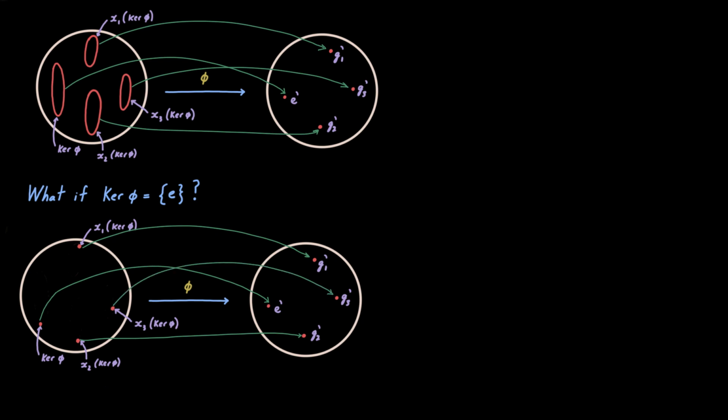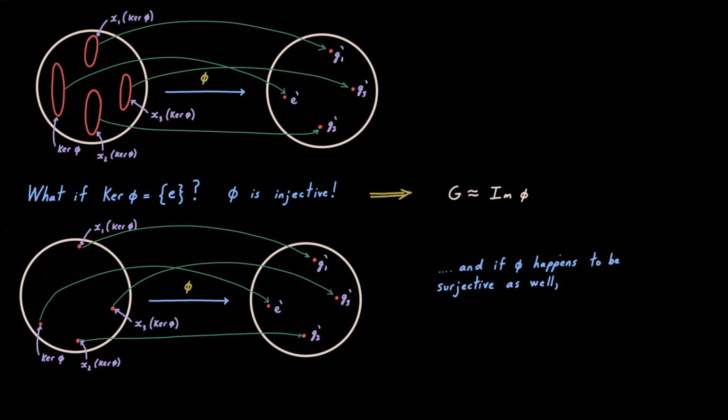And what we have here is an injective homomorphism, which immediately implies that G is isomorphic to the image of phi. They have the exact same internal structures, and if phi happens to be surjective as well, then phi is bijective, and we have G is isomorphic to G'. So again, the big takeaway from this last slide is that if your kernel is just the identity element, you have an injection.